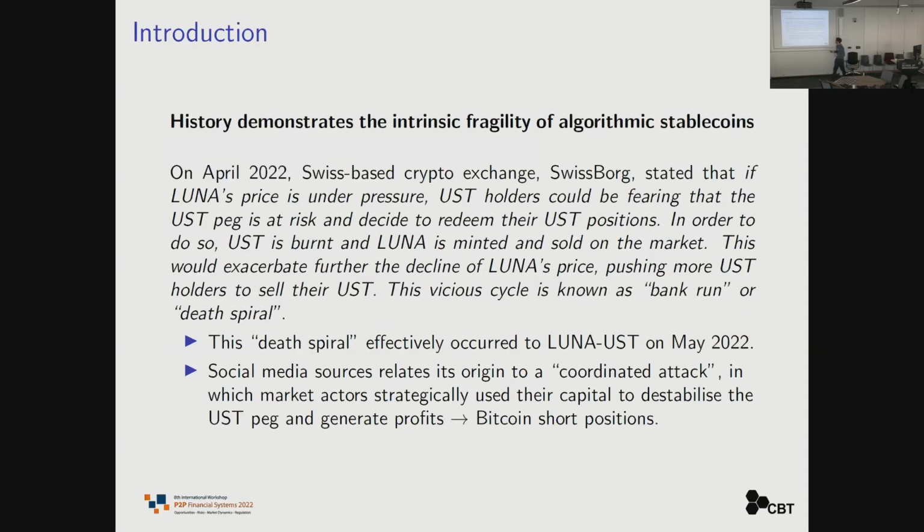And finally, history demonstrates that algorithmic stablecoins cannot work, and the crypto exchange Switchboard already highlighted this point. This kind of system is quite fragile to any kind of attack. If they attack, they can create panic in the market. We have a bank run, and indeed, this happened in May 2022. Social media sources relate this attack, which is quite a conjecture that nobody can prove, with the use of Bitcoin short positions.